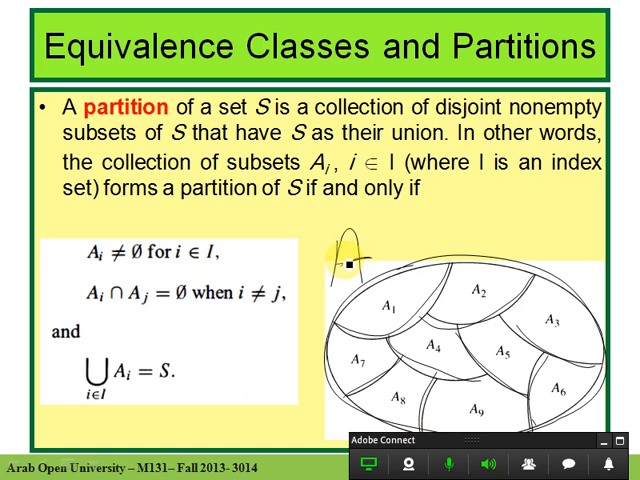This is called a partition. We represent the partition as A of I, where I belongs to the capital I, the index set of A1, A2, A3, A4, A5. When you do A1 union A2 union A3 union A4, you will get A. And when you do the intersection, A1 intersection A2 is null. There is no common element between two partitions.